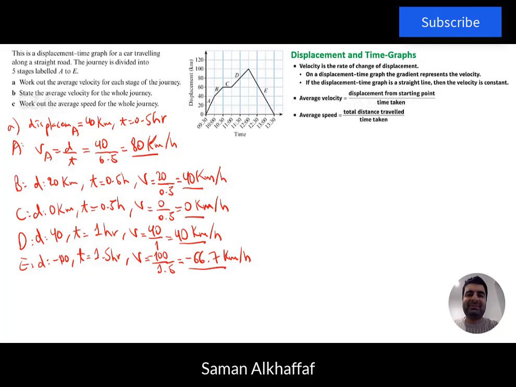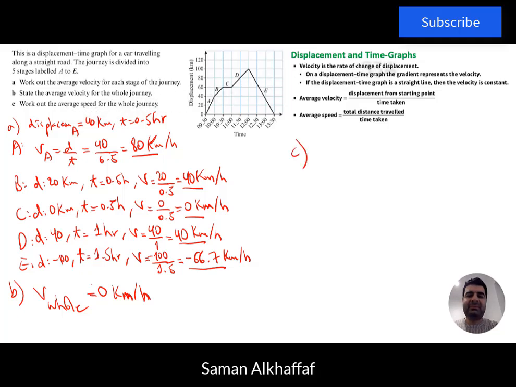And this will be our whole journey from A to B to C to D to E. Now for part B, we need to state the average velocity for the whole journey. Because it starts from 0, travels and returns to 0, we say the velocity of the whole journey will equal 0 kilometers per hour as it returns to the starting point. And this will be our answer for part B.